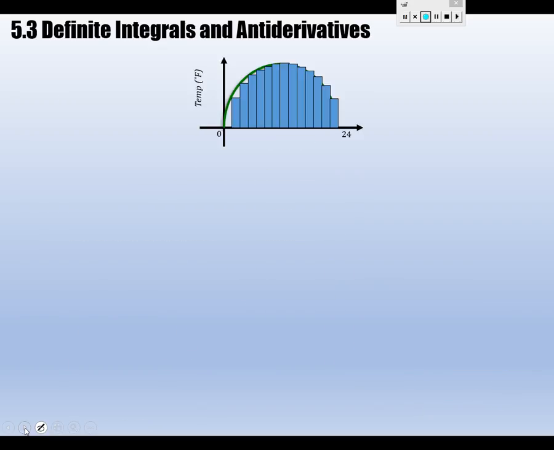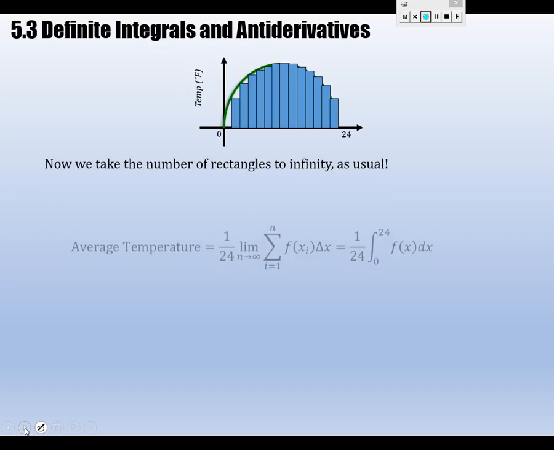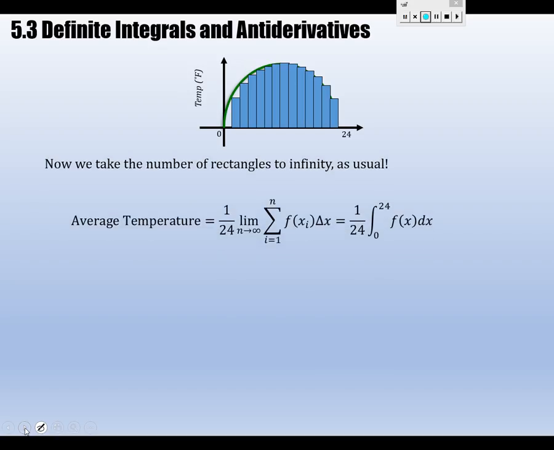Okay. We'll move on. All right. So that's the expression we had in the last slide. Except I've asked, as usual, let's take the limit as n goes to infinity. So that's the only difference. Notice I've changed this from an approximation to an equal sign. And this gives 1 over 24 times the limit as n goes to infinity of that, which is, of course, the definition of the integral of a function, right?